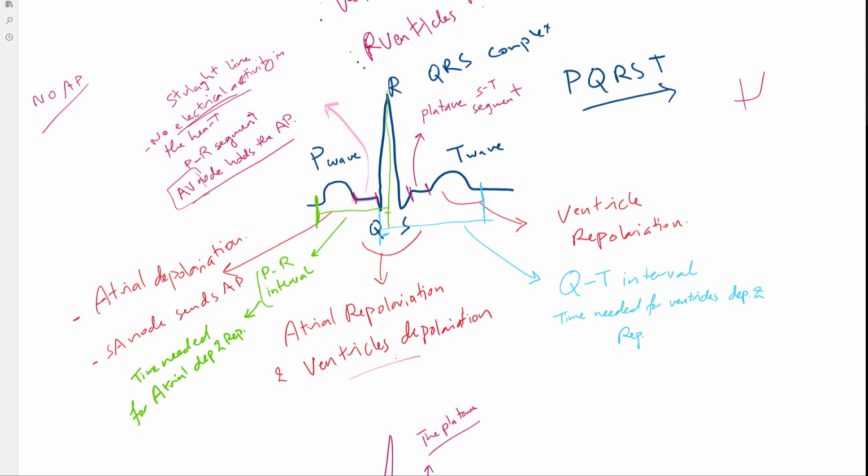Then we have a third straight line, which is from the T wave to the P wave, between the two ECGs. We'll call it the TP segment. What does it mean? No action potential in the heart, and the heart is ready for the coming action potential. So this line means no action potential. This is the rest, the heart at rest or completely repolarized. So all of those are the different parts of the ECG.